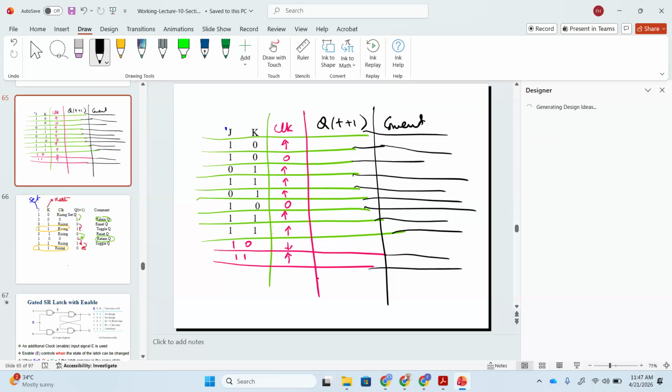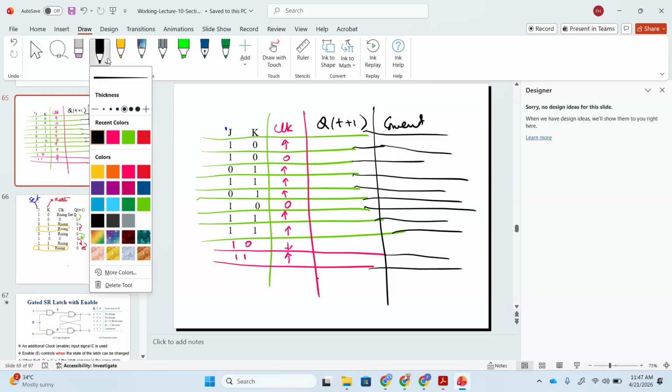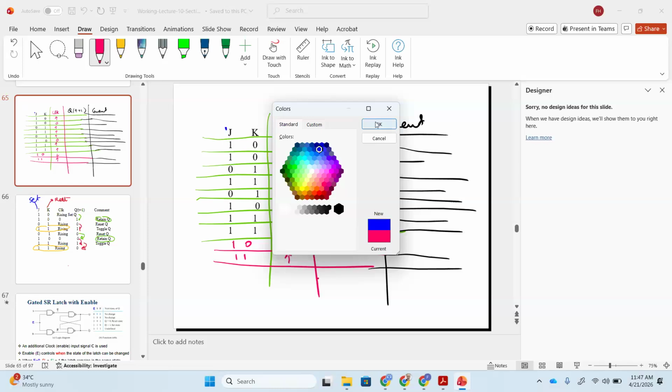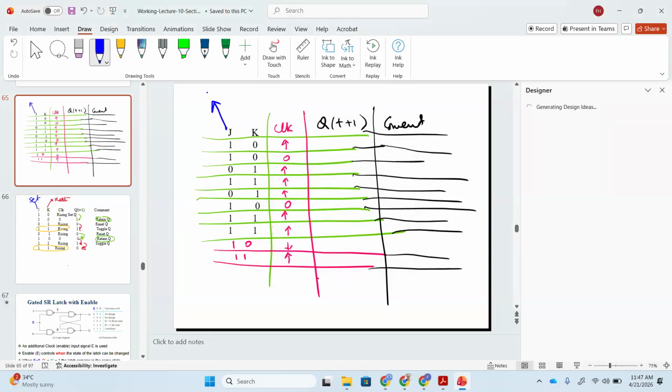Okay, now please remember, this is very important. J stands for set, and K stands for reset. Now J is 1 and K is 0. There is a rising edge of the clock. What should we do? We'll have Q(t+1). Anyone may answer. 1. Very good. Why? Because the command is set Q. Why set Q? Because J is 1 and K is 0. So this is set Q.